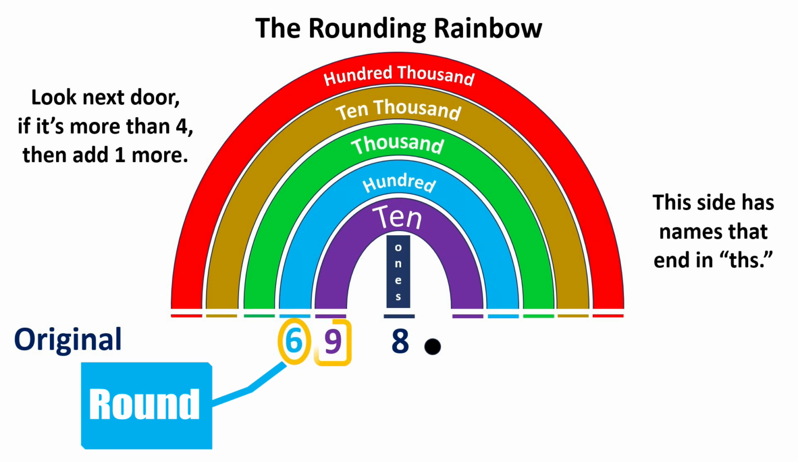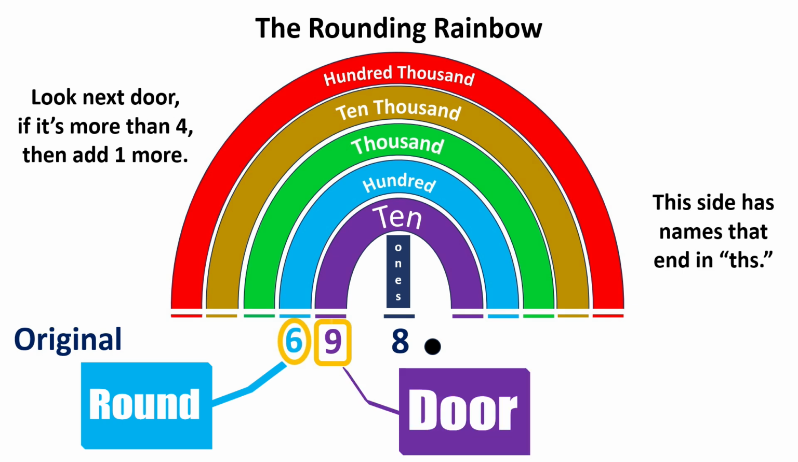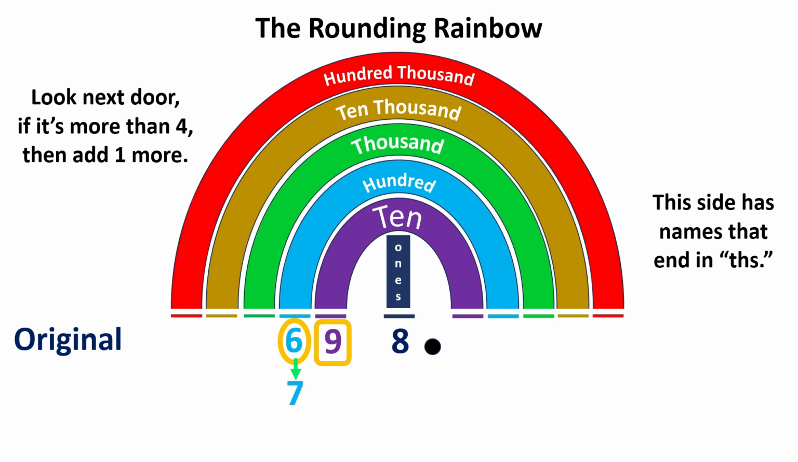We'll draw a rectangle, which is the shape of a door. This is next to the digit we want to round. In this case, the next door digit is a 9. 9 is greater than 4, so we'll add 1 to the digit we're rounding. That means the hundreds digit changes from a 6 to a 7. Here's what the rounded number looks like. Please note that all the digits to the right of the rounded digit become 0. So the rounded number is 700 feet.